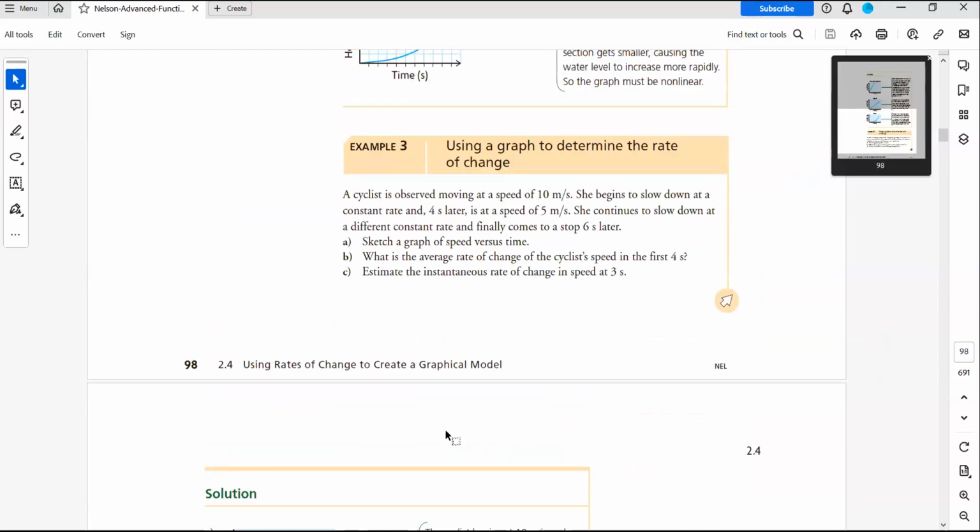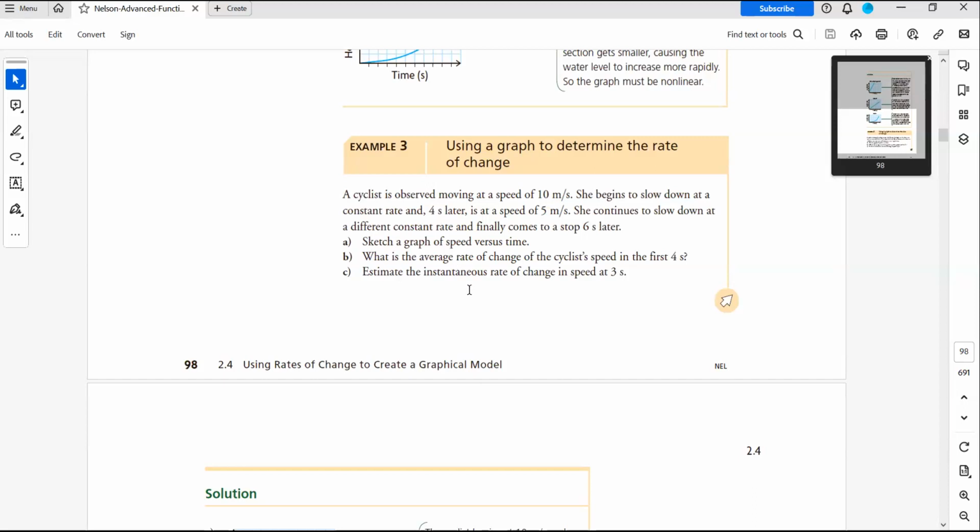So let's do one more example. A cyclist is observed moving at a speed of 10 meters per second. She begins to slow down at a constant rate and 4 seconds later is at a speed of 5 meters per second. She continues to slow down at a different constant rate and finally comes to a stop 6 seconds later.